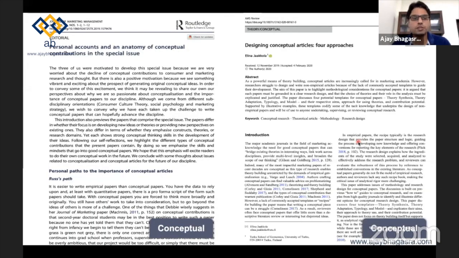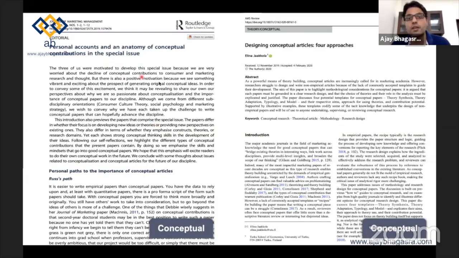Then you have conceptual papers. Journal of Marketing Management, another very good journal from the house of Taylor and Francis Group, has come up with a special issue on conceptual articles. They are interested in evolving new theories, right? Russell Belk is one of the guest editors of the special issue, and he is explaining how to talk of the conceptual contributions. If you are interested in conceptual articles, you must read all the papers published in this special issue.